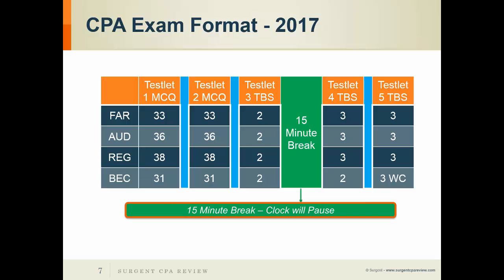FAR has now fewer multiple choice questions than it did in the past, and it has 1 additional sim than it did in the past. So that's where the shift has taken place. Audit, also we see 2 multiple choice testlets. Fewer questions are asked in audit than in prior years. Same number of sims, 2, 3, and 3.